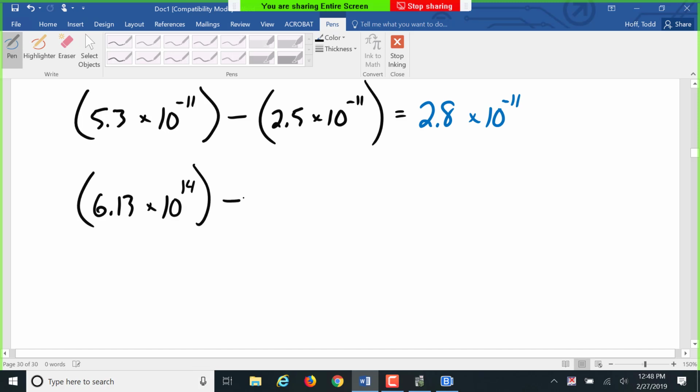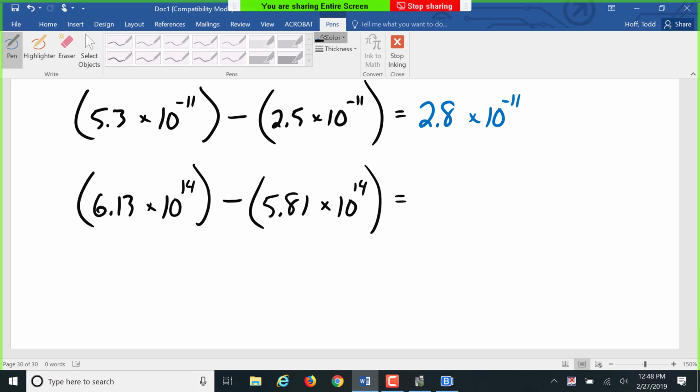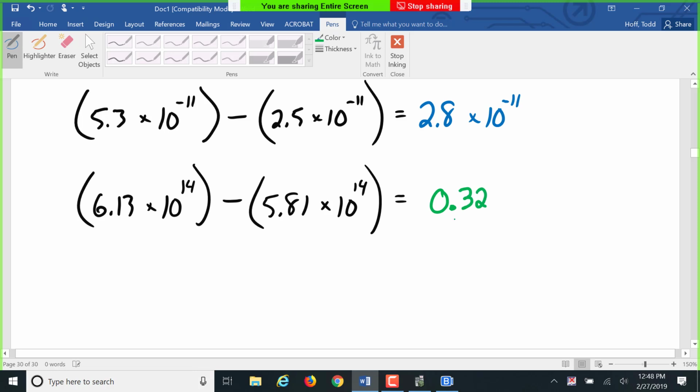We may have 6.13 times 10 to the 14th minus 5.81 times 10 to the 14th. When we go to subtract, we combine the counts. 6.13 minus 5.81 becomes 0.32 times 10 to the 14th. Now that has to be adjusted.